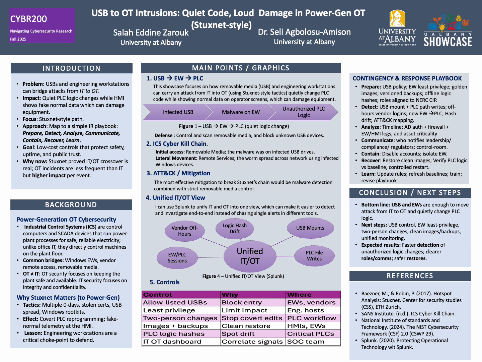Stuxnet is my main case. It used multiple zero days, stolen certificates, Windows rootkits, and it spread by USB. It secretly reprogrammed PLCs while it showed normal readings. The big lesson is that engineering workstations become a critical point. That's why my poster focuses on USB and engineering workstation plus PLC.